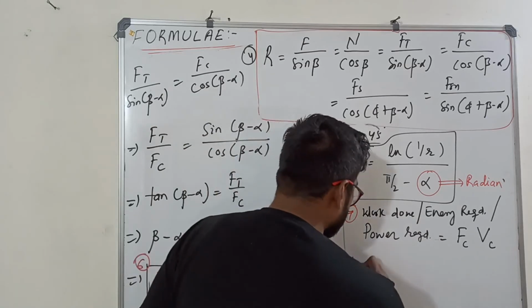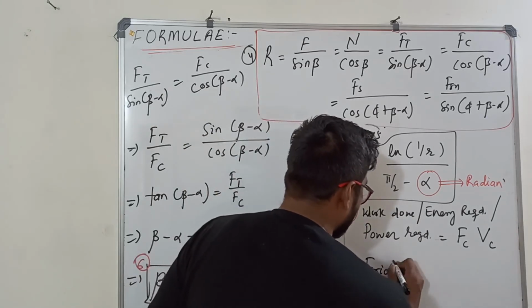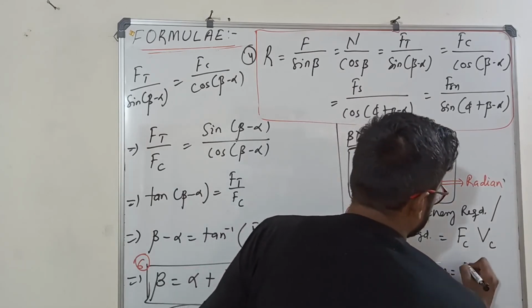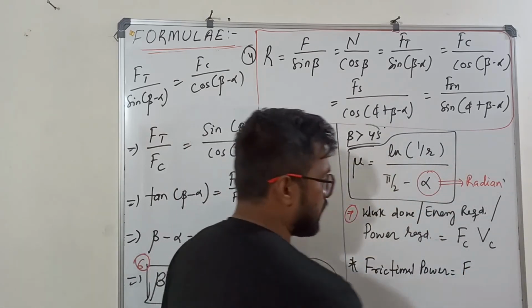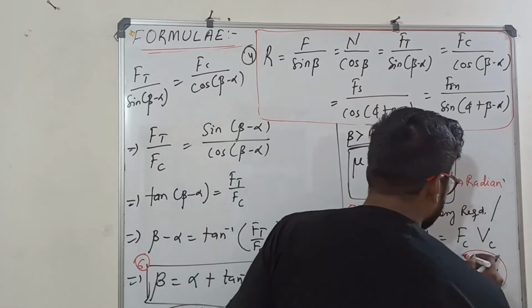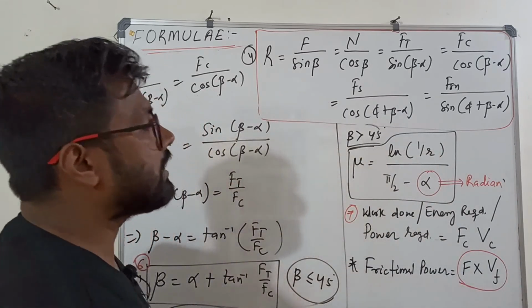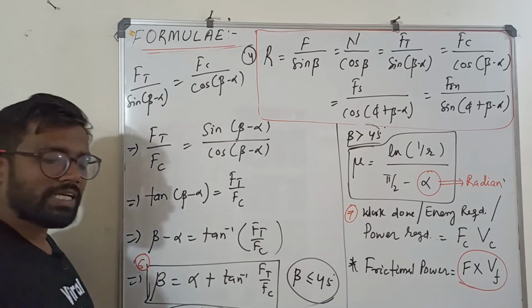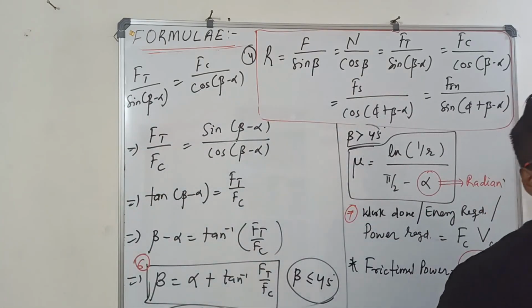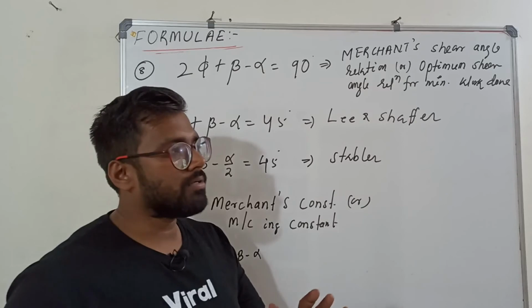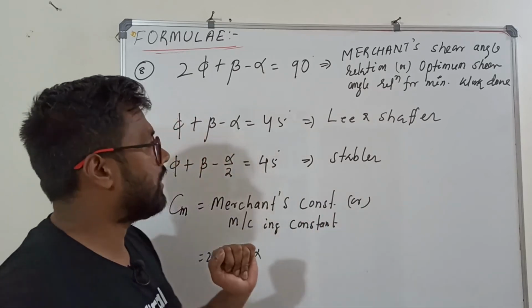Sometimes they also ask you friction work or frictional power. Frictional power they ask you. In such a case, what is this? It is the force due to friction into which velocity, sir? Chip velocity, chip flow velocity. Pause the video, note it down. These are the formulas, very important for your analysis of orthogonal machining. We have come to the last segment of this lecture today.